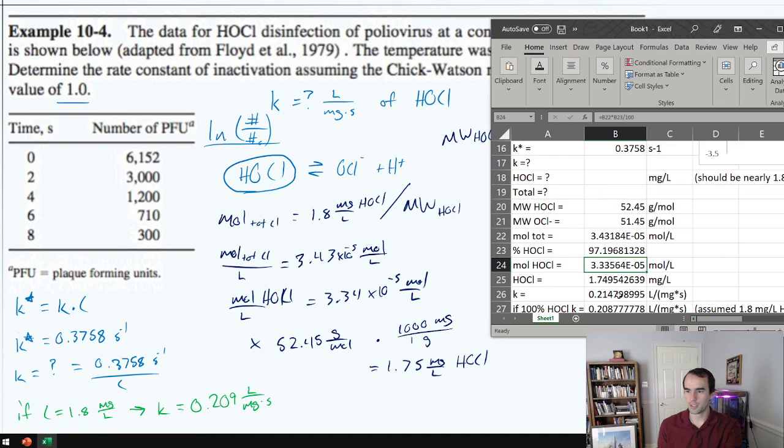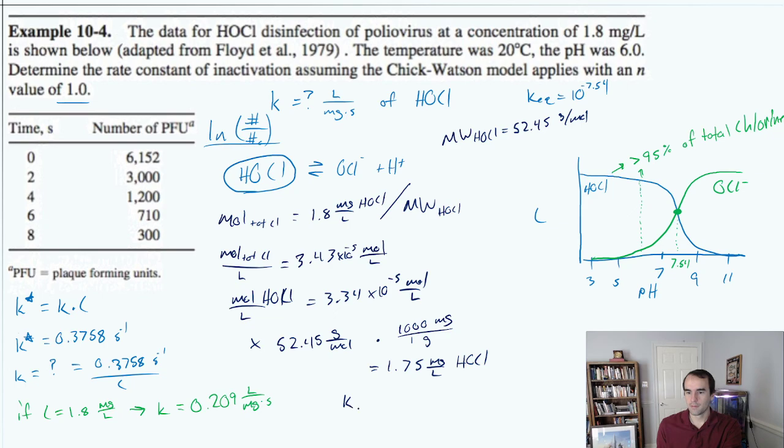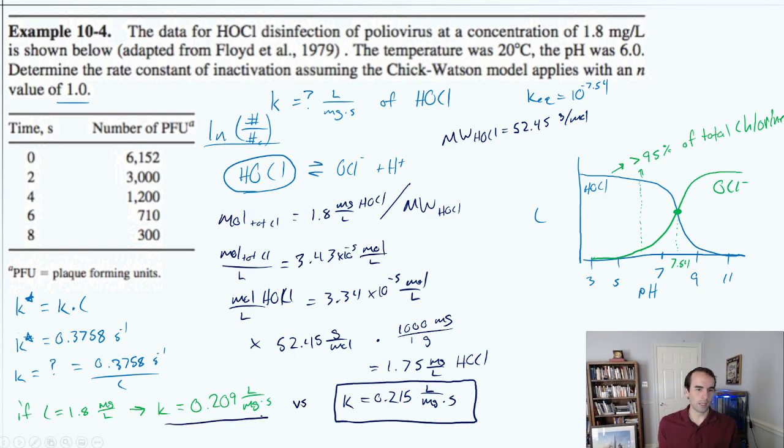So our final calculation here then for K is going to be 0.21 instead of 0.2. Oh, okay. So let's say 0.215 instead of 0.209. So K then is equal to 0.215 liters per milligram per second. So this is when we did it the elaborate way versus when we did it the make an assumption way. So it is a difference, not a huge difference.